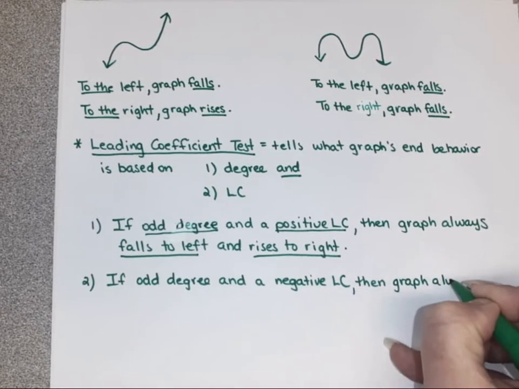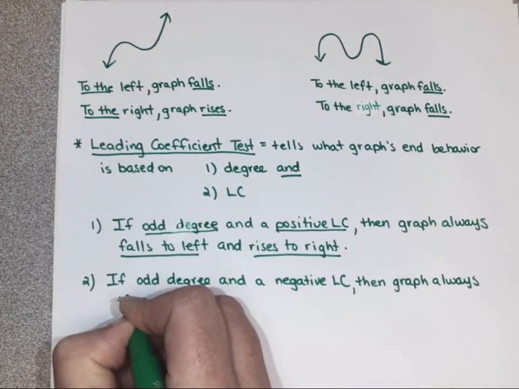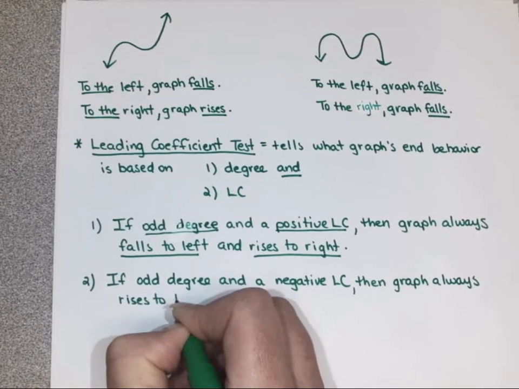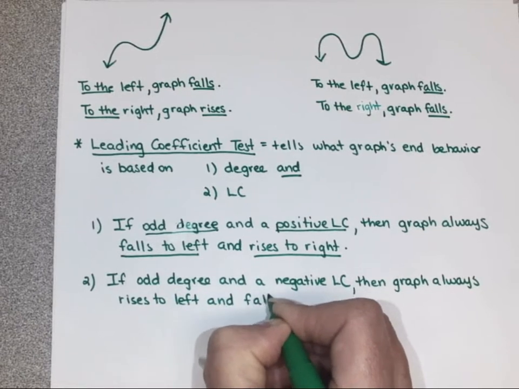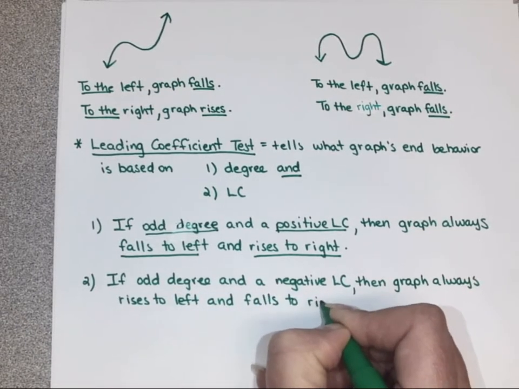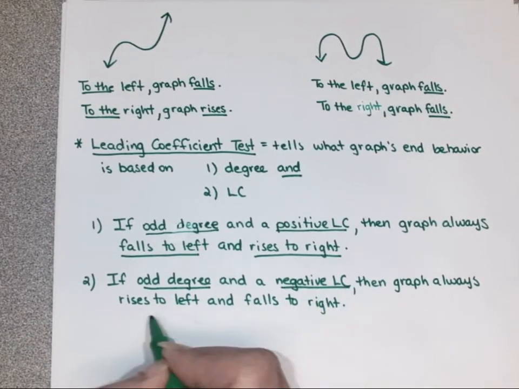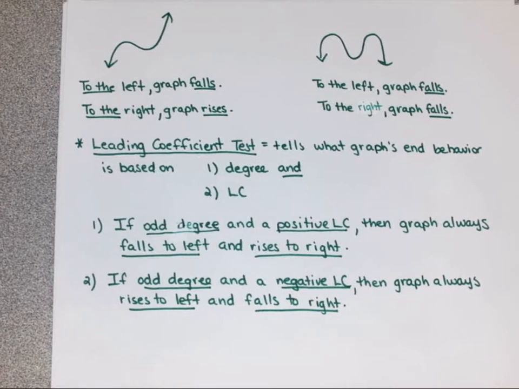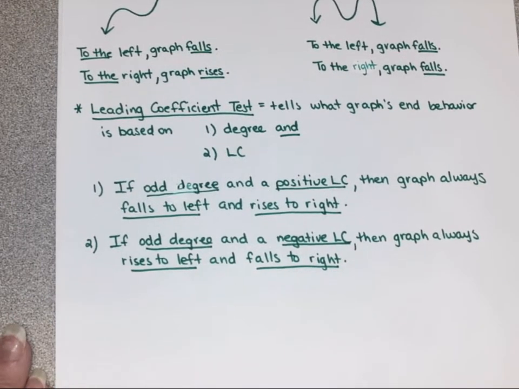Okay? So the graph is always going to do exactly the opposite of what we said. So it's going to rise to the left and fall to the right. So odd degree, negative leading coefficient means we rise to the left and we fall to the right. So if you know rule number 1, you kind of get rule number 2 for free.